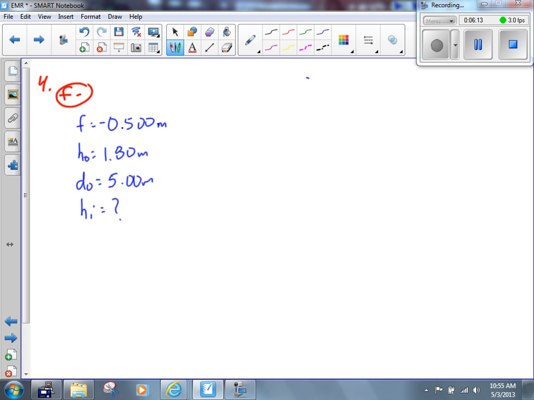There's only 2 equations to try, so try one of them. Yeah, I'm going to say 1 over F is equal to 1 over DO plus 1 over DI. We're not looking for anything in that equation, but I think that we're going to need the value of DI to find HI. Let's find it. If in the end I was wrong, it's not a big deal. It just means that we found something that we didn't need. We got 1 over negative 0.500 equals 1 over 5 plus 1 over DI.